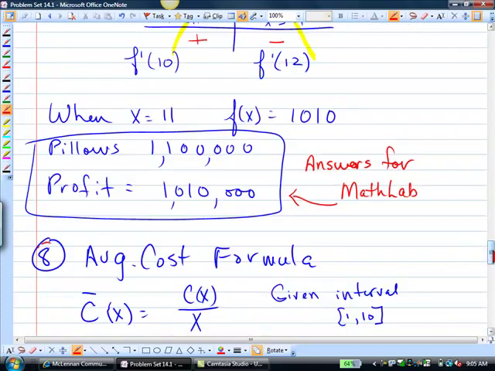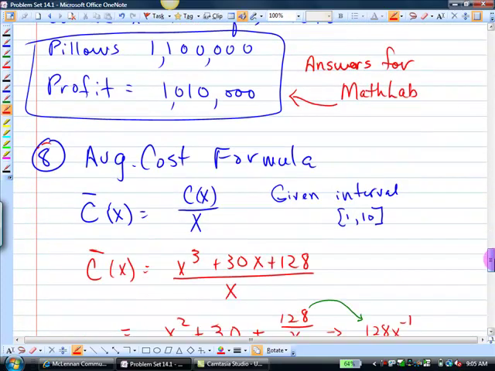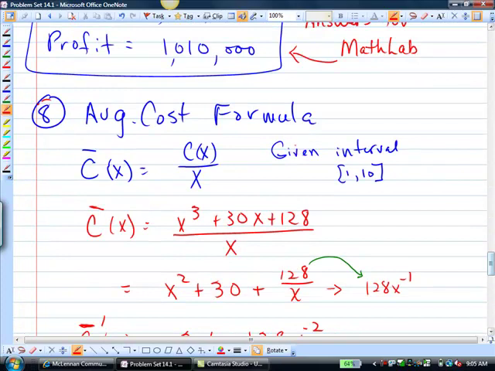The last one, we get a little bit something new. Average cost formula. You probably want to write that down if you're taking notes. If you're just watching, remember to note that when you get it. It's got a bar over the C. So average cost is the cost function divided by x. And it says find the minimum value of the average cost of the given cost function on the given interval.